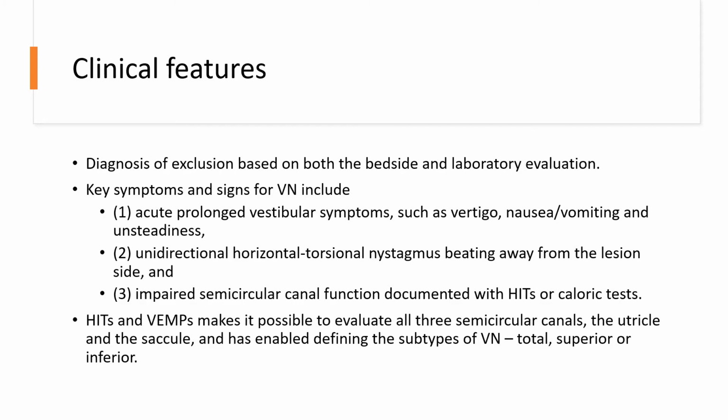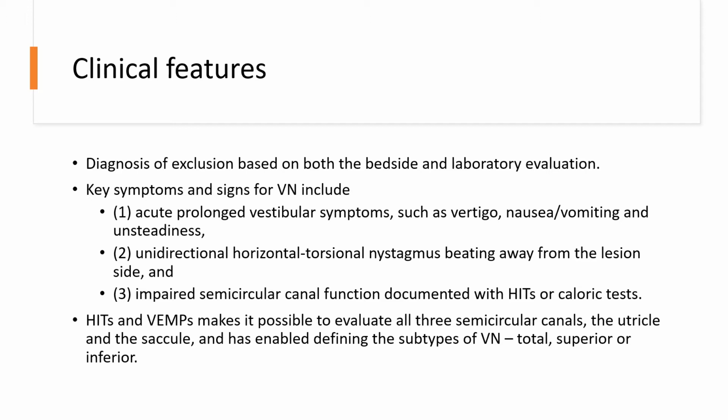Diagnosis of vestibular neuritis is a diagnosis of exclusion, which is based on both bedside and laboratory evaluations. So this diagnosis is based on the key symptoms and signs, which include number 1, acute prolonged vestibular symptoms such as vertigo, nausea and vomiting, and unsteadiness. Number 2, the presence of unidirectional, horizontal, torsional nystagmus beating away from the site of lesion. And number 3, impaired semicircular canal function, which can be documented with head impulse test or caloric test.